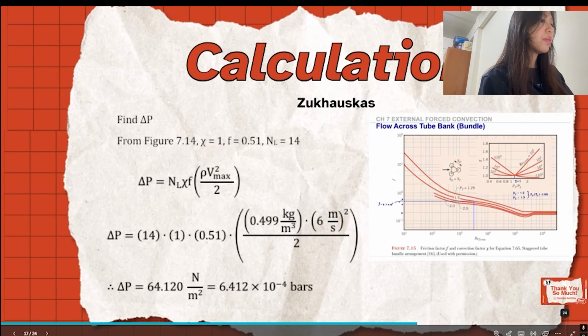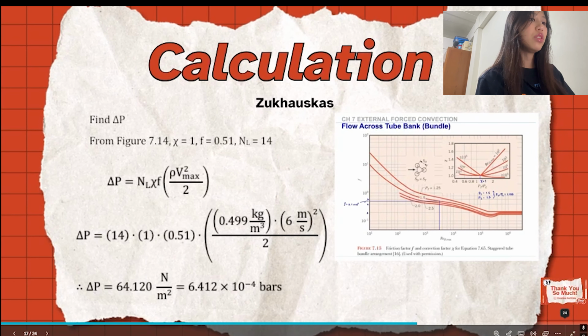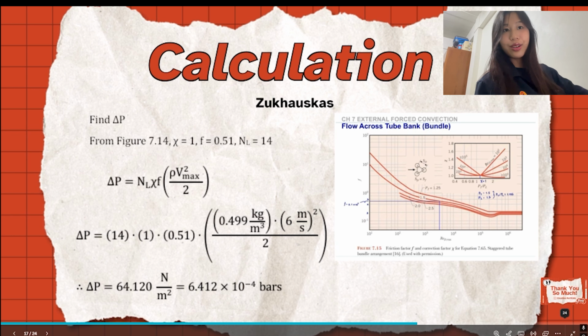The pressure drop across the two banks is calculated using a modified Darcy-Weisbach equation. The friction factor is 0.51 and the correction factor S1 are obtained from a correlation figure. The final pressure drop is 64.120. Go to the next topic.